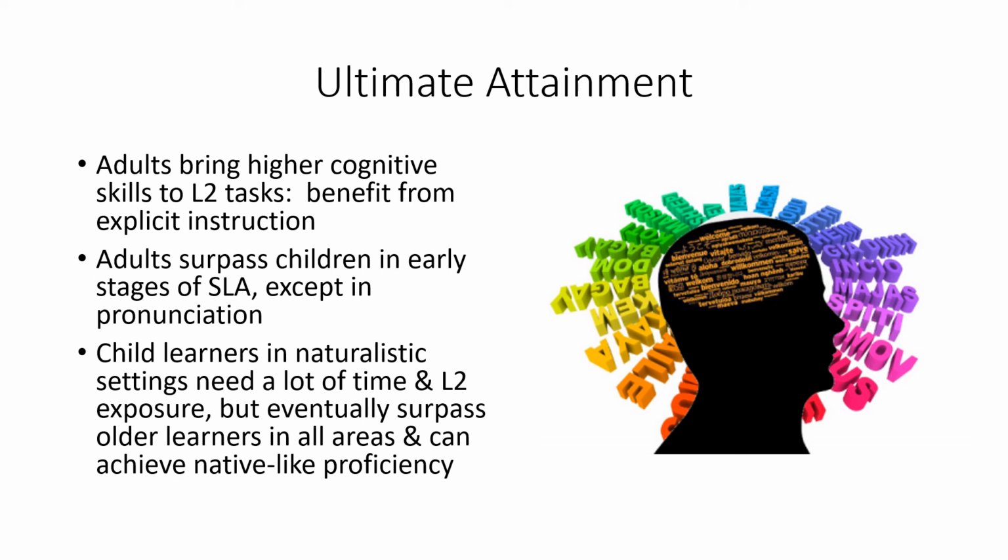Still in all, children eventually surpass older learners in all areas and can achieve native-like proficiency. So if a child begins to learn a second language early, they ultimately will reach greater levels of proficiency. This is true in naturalistic settings. It is questionable whether it's true in a classroom situation where a child gets limited exposure to the second language and limited opportunity to communicate in it.